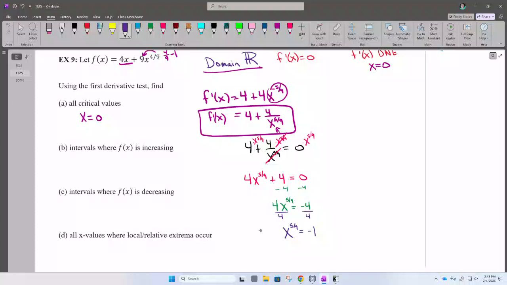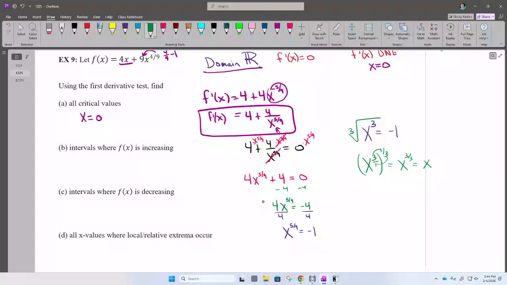Okay, so let's talk about how we would get rid of that. If we had x to the third equals negative 1, how do we get rid of x to the third? Cube root. We would cube root that, and cube root's the same thing as raising it to the 1/3 power. Why does that work? Power to a power, you multiply. So x to the 3/3 is x to the 1.